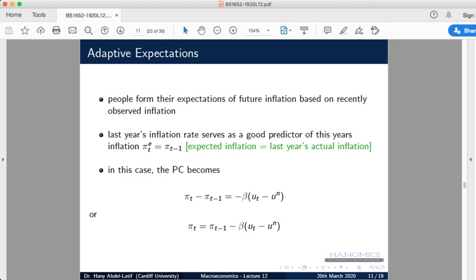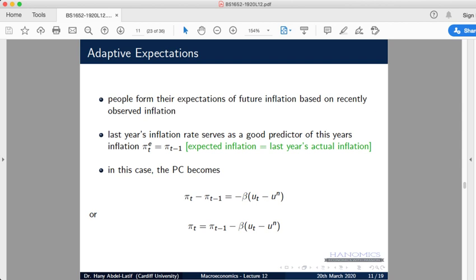So one way to think about this is that people form their expectations of future inflation based on what they have experienced recently, or what they have observed about inflation. This expectation-forming mechanism, or the way people form their expectations, is called adaptive expectation. So basically what it means is that to form expectations about the inflation rate in time t, they look at what happened in time t minus one. If we talk about, let's say, monthly data, then our expectation this month about inflation should be exactly the same as the actual inflation rate in the previous month. That is the main idea here.